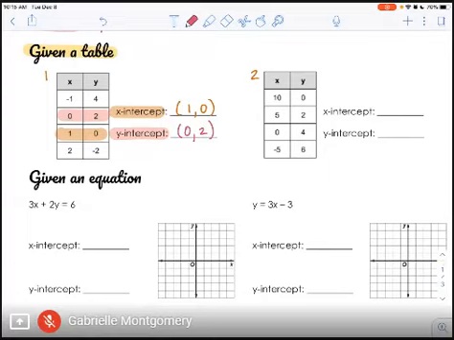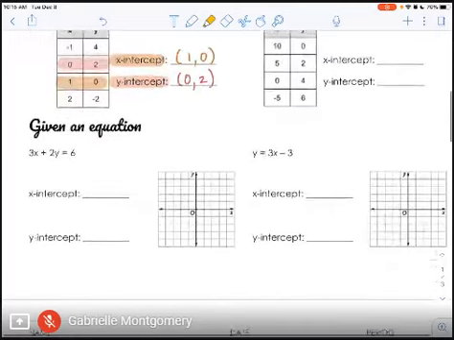Again, I think you're probably at a level 4 or 5 confidence. Given a table, it's pretty straightforward. You're going to be doing number 2 on your own for practice for today. So we're going to skip that one for now. But probably at this point, you're feeling pretty confident about intercepts, and that's awesome. This next section we're going to move into is probably going to push you a little bit.